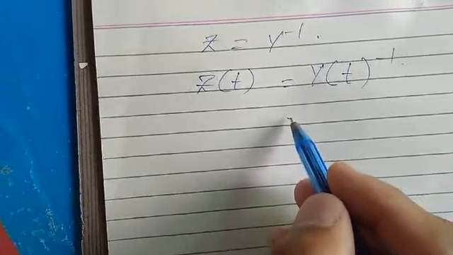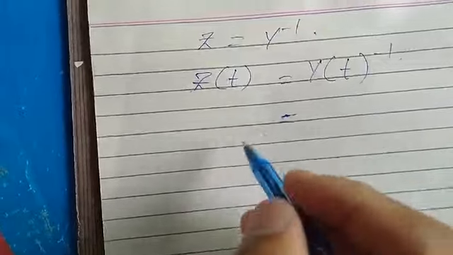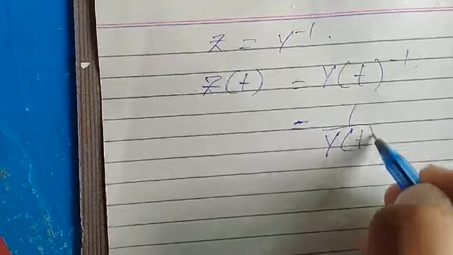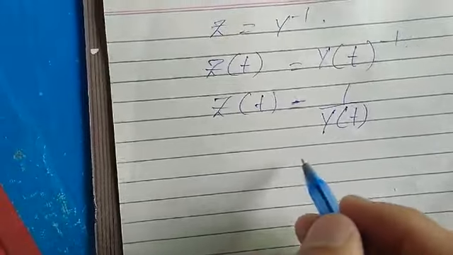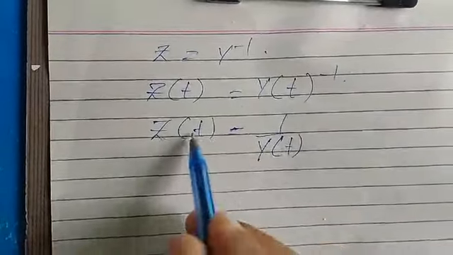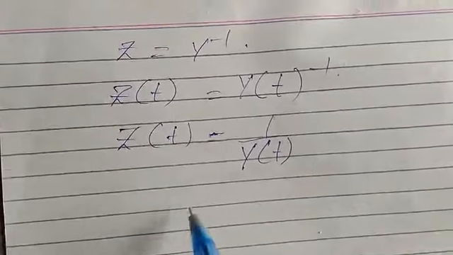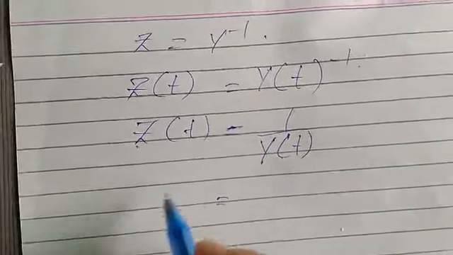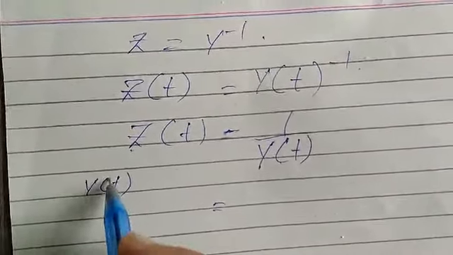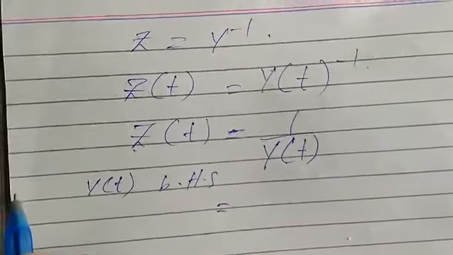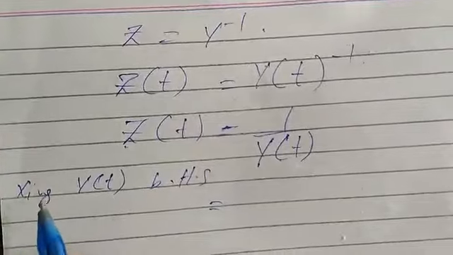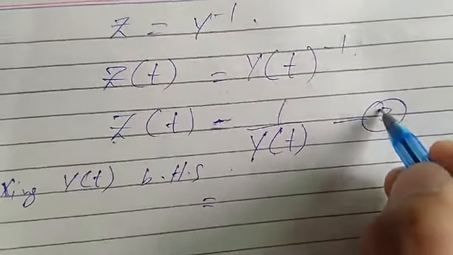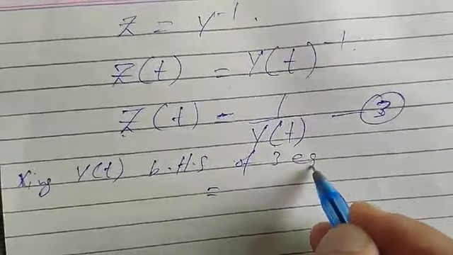Now if I want to rearrange this equation like this, 1 by y(t) is equal to z(t). If I want to change the position of these two variables, then multiply y(t) on both sides of the third equation.